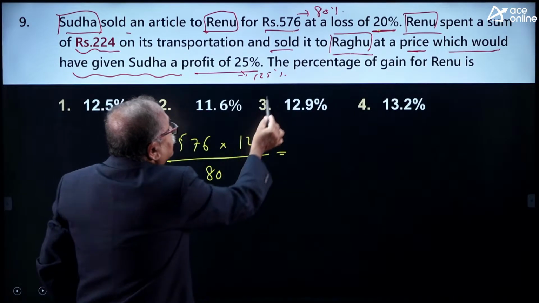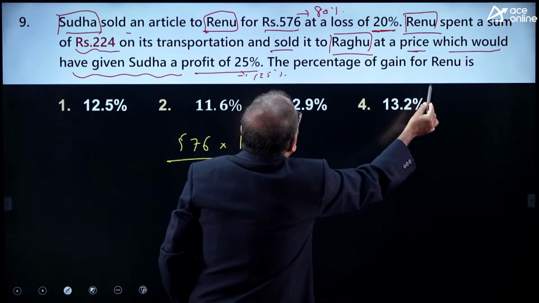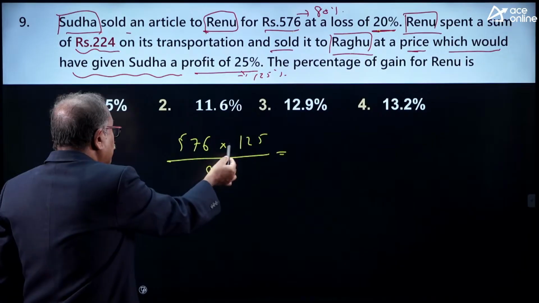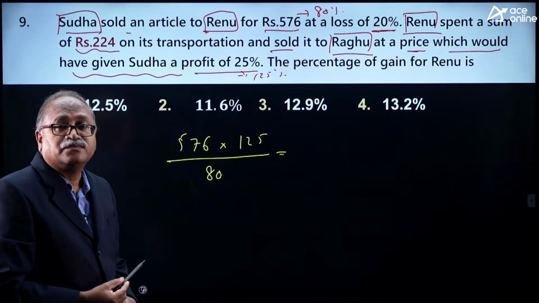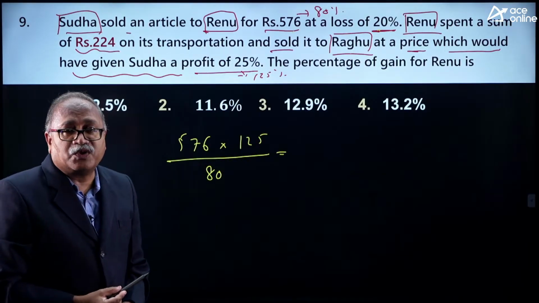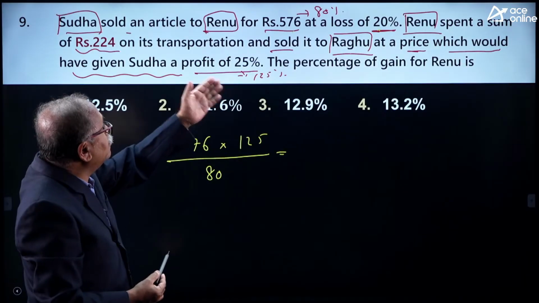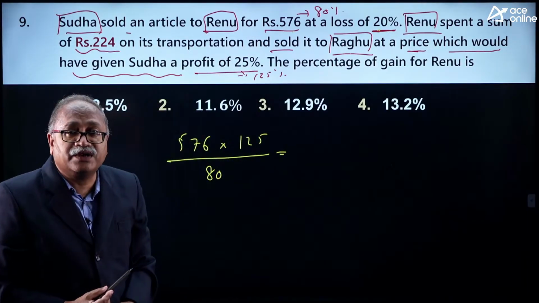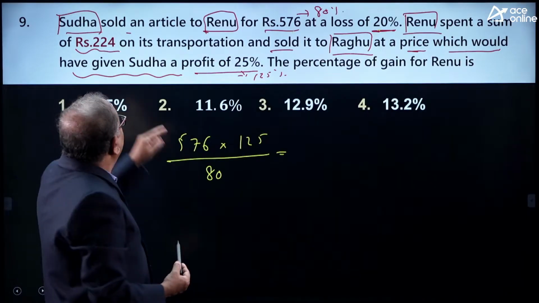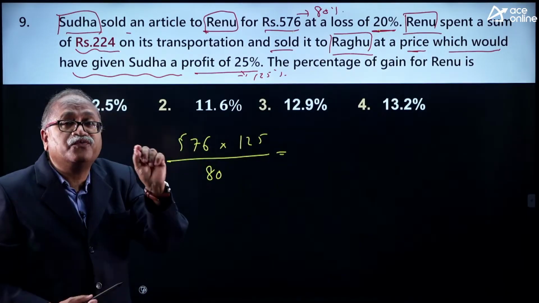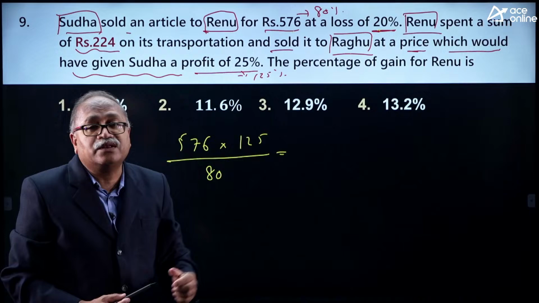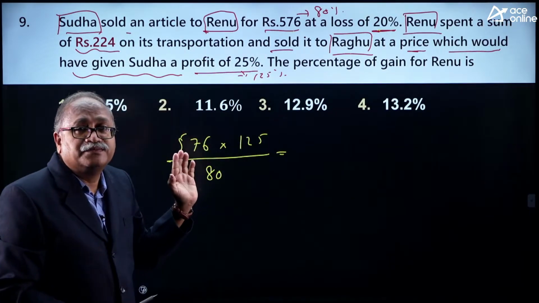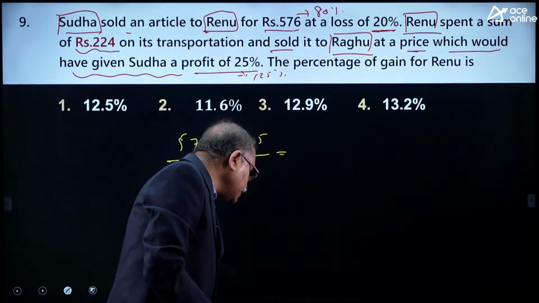Now, the question is what is the percentage profit of Renu? I already know Renu's selling price is this. So, you know the cost price for which Renu has bought is 576, but she spent another 224 rupees on it. So, you have to add this 224 to the cost price. Hope you are understanding, my dear friends.